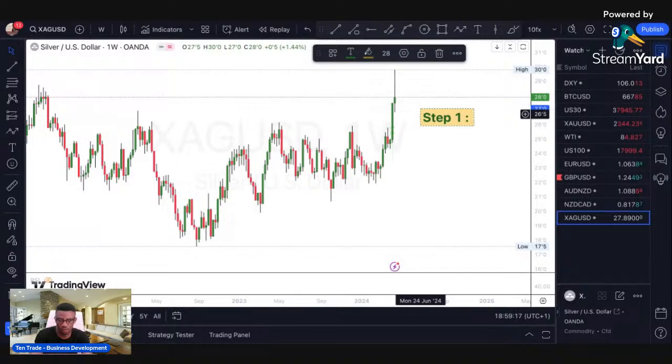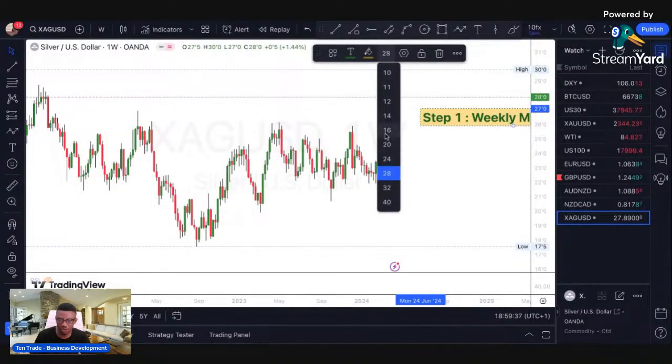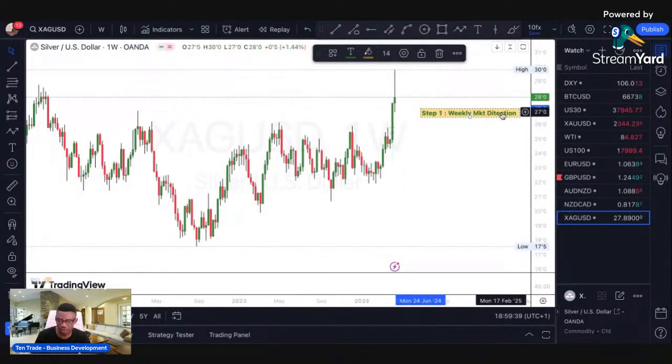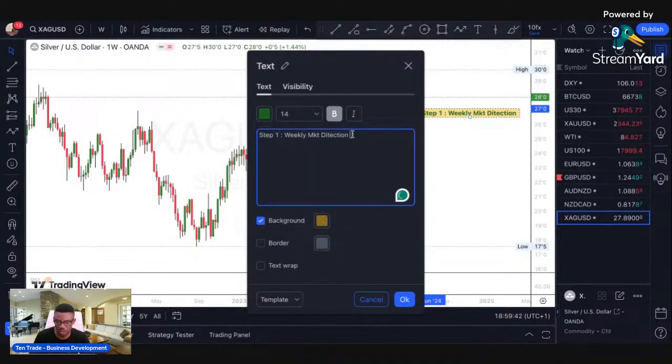Step one will be weekly market direction. So first of all, we have to establish the weekly market direction, that's not direction, spelling is not correct, direction. We need to first of all establish the weekly market direction for any asset we are looking at. Top-down analysis.